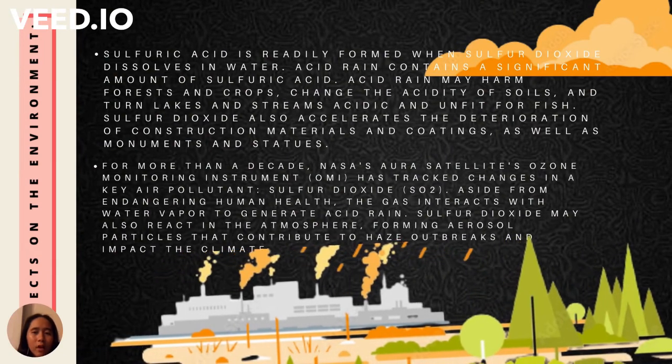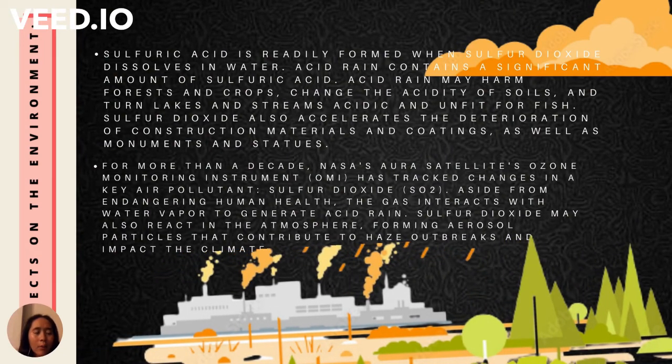And then, what are the effects of sulfur dioxide in our environment? Sulfuric acid is readily formed when sulfur dioxide dissolves in water. Acid rain contains a significant amount of sulfuric acid. Acid rain may harm forests and crops, change the acidity of soils, and turn lakes and streams acidic and unfit for fish. Sulfur dioxide also accelerates the deterioration of construction materials and coatings, as well as monuments and statues.